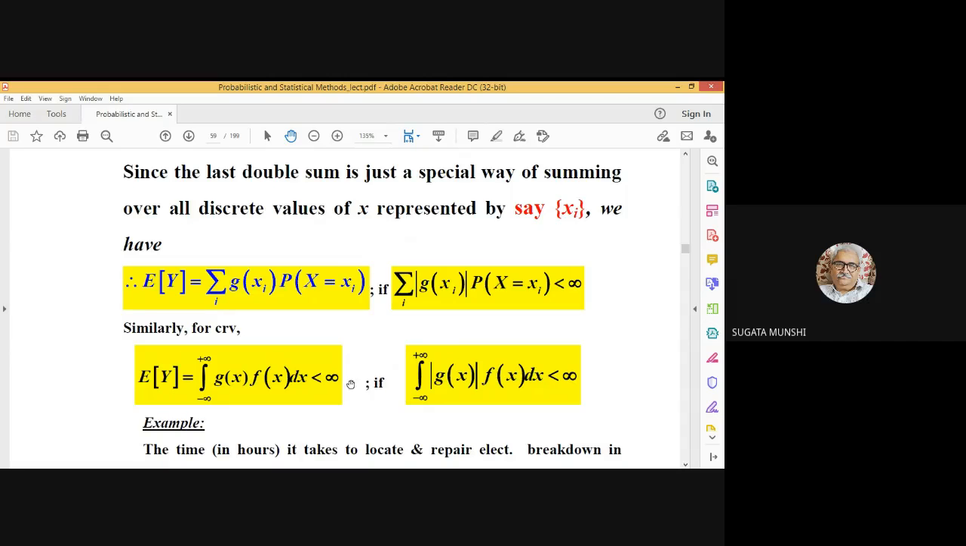Don't write this one as less than infinity. So this is a mistake. The expectation of y will be given by this integral if that is finite. So don't write here less than infinity. That thing will not be there.